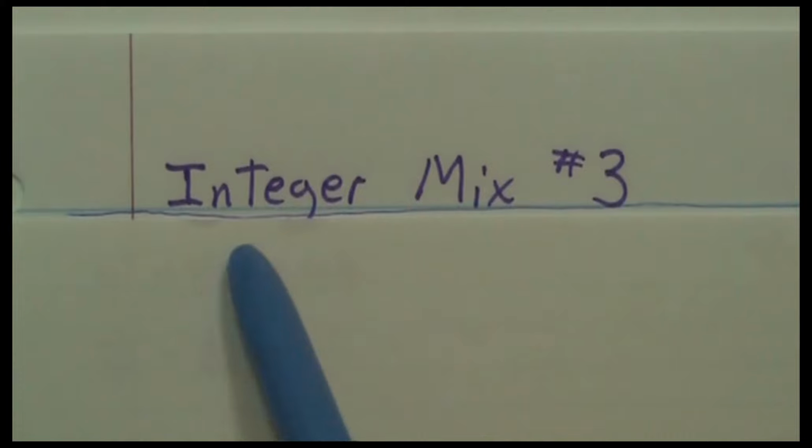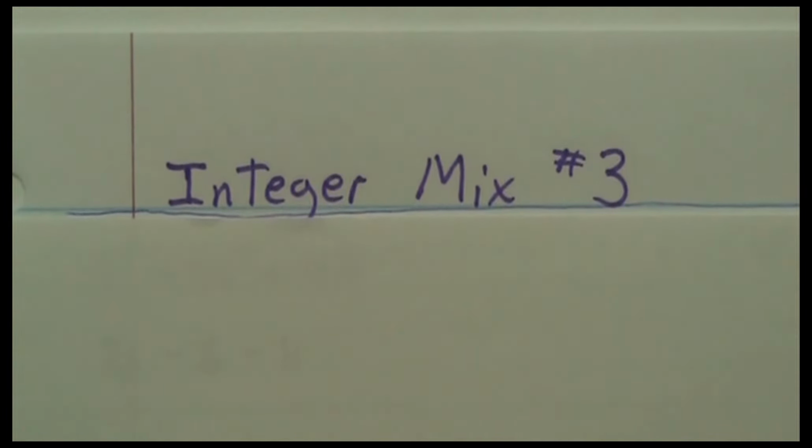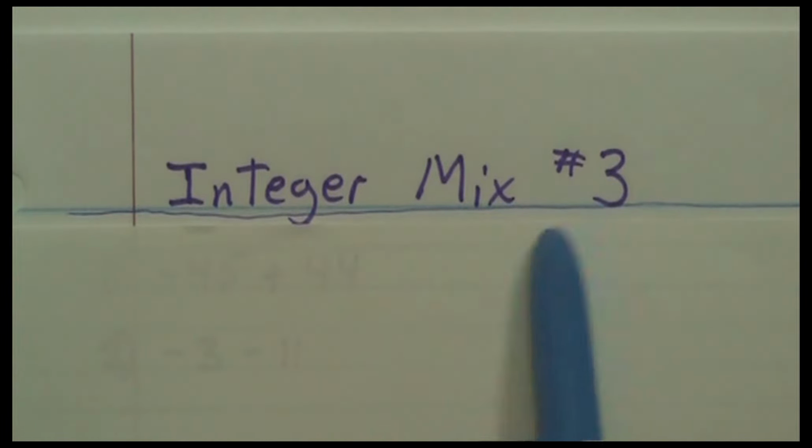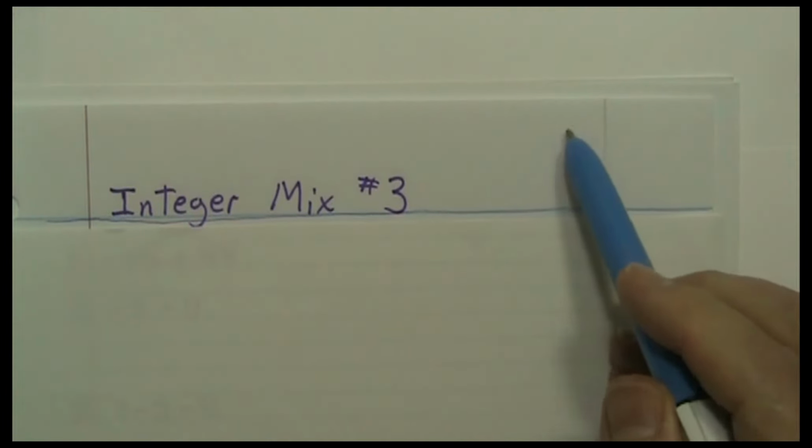Okay, the title of our paper is Integer Mix number 3. Integer mix number 3. It's our third time doing this. Now, in the upper right-hand corner, let's put down the order of operations.